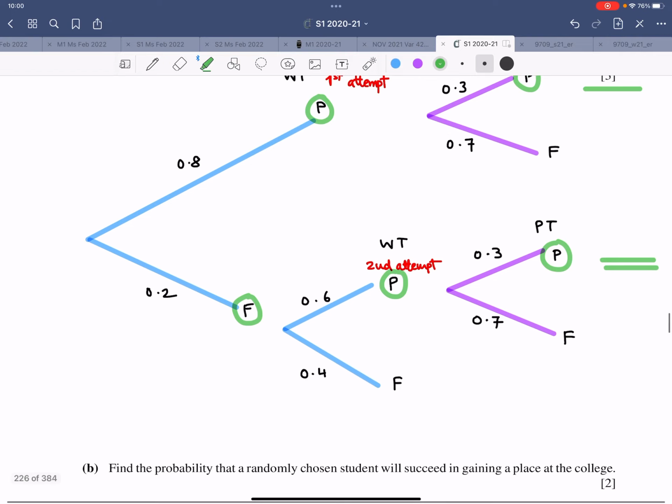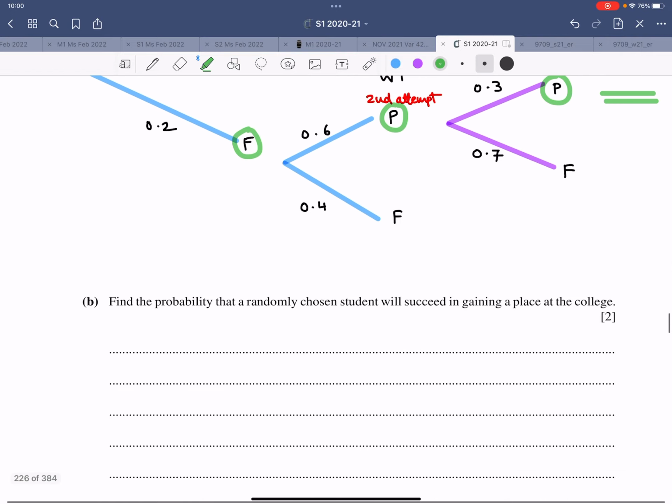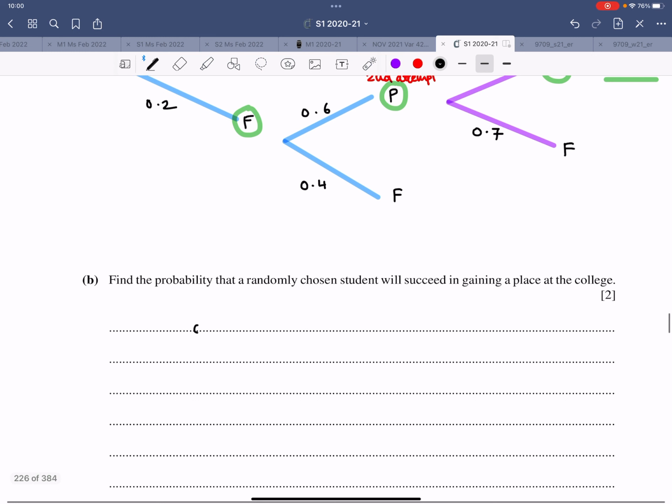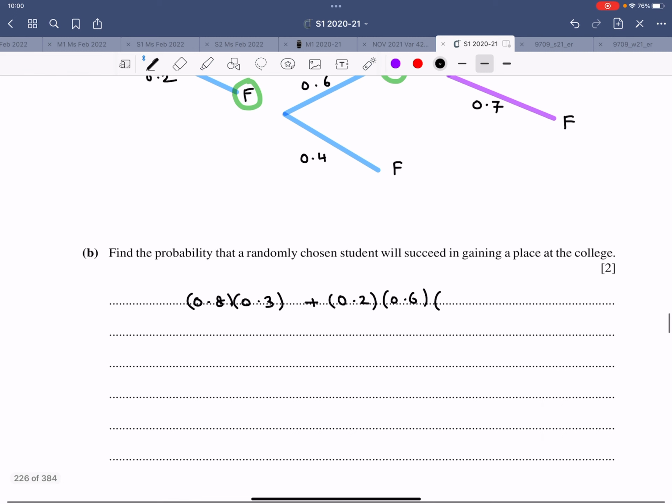So this is 0.8 into 0.3, and the other option is 0.2 into 0.6 into 0.3. So use the calculator and multiply it out, and the answer that you get in the first part is 0.276. So this comes out to be 0.276. That's the answer for this part.